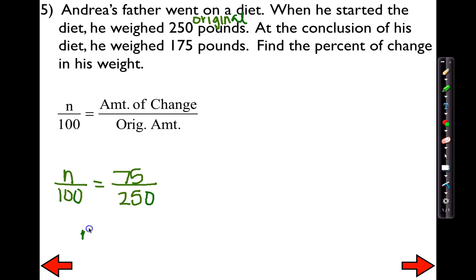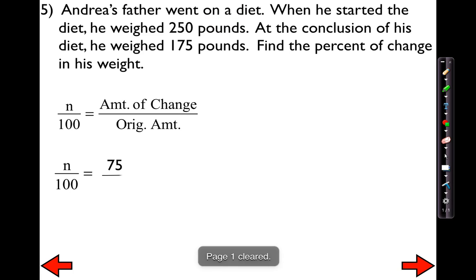So right away, I can see that I can reduce by 25. That's going to leave me with 3 over 10. So you can quickly multiply both the numerator and denominator by 10 to figure out what n is. In this case, n is 30%. So this means there was a 30% decrease. Why decrease? Because Andrea's father was losing weight.